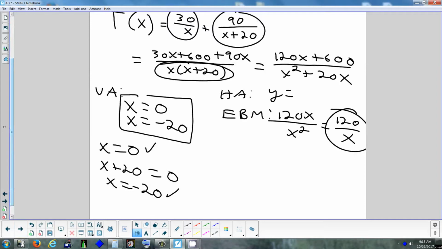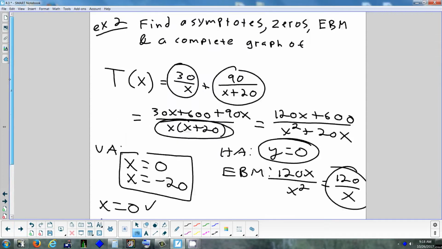Yeah, it gets really small and approaches negative infinity. Or maybe 0. It approaches 0. Yep. Okay, so we've got our vertical asymptotes, horizontal asymptotes, end behavior model, and the roots. The roots are basically where it crosses the x-axis. It's when this value is equal to 0.